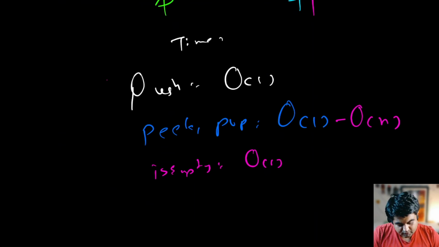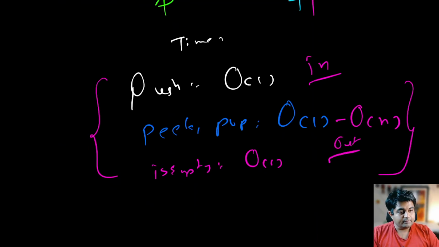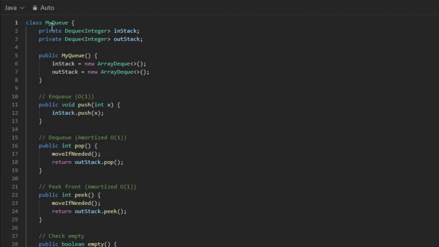So overall, this was the full explanation of how we can do it. The idea is to just maintain two stacks where one is always going to be used to input stuff and one is always going to be used to output stuff, and then we would be able to achieve this. Now let's see the coding solution. So the coding solution is quite straightforward.